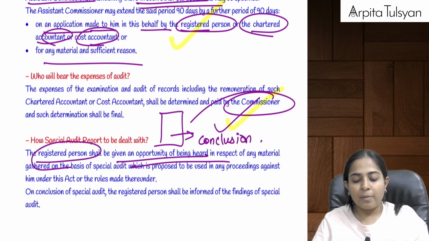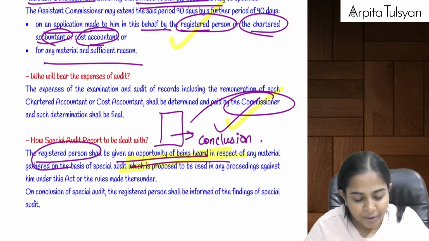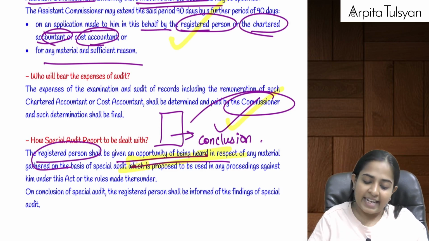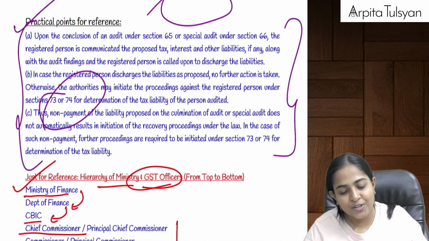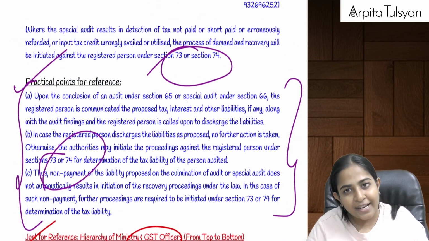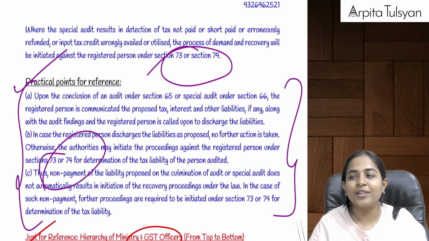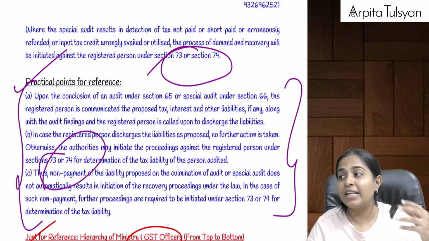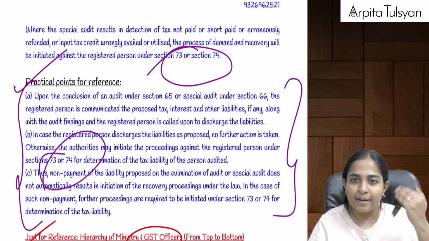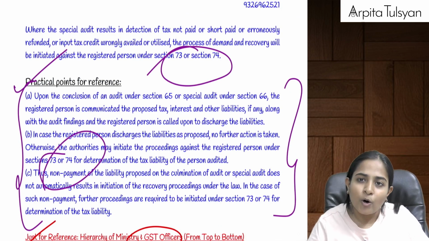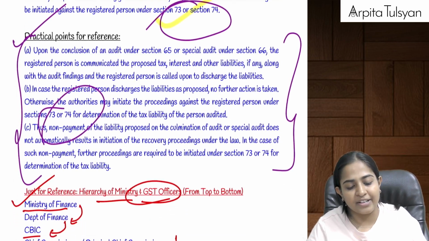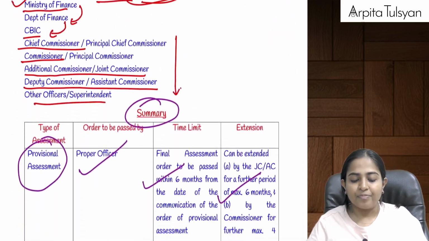Report will be prepared. We will give a show cause notice to that particular registered person. We will tell him that so and so are the findings of the audit report. Please pay the tax which is short paid, or the refund, if we had given you any refund erroneously, please pay it back to the department. If you are not going to do so, then only we are going to start the recovery proceedings under section 73 or 74. Are you clear with this?